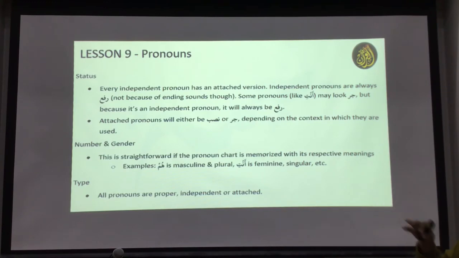Attached pronouns will be either nasab or jar, depending on the context in which they are used, as I mentioned before. Number and gender are straightforward if the pronoun chart is memorized with its respective meanings. For example, whom is masculine and plural, anti is feminine and singular, etc. So if you know the meaning of the words, you know the number and gender. Nobody can stop you. And the type: all pronouns are proper, doesn't matter whether they're independent or attached. Okay.